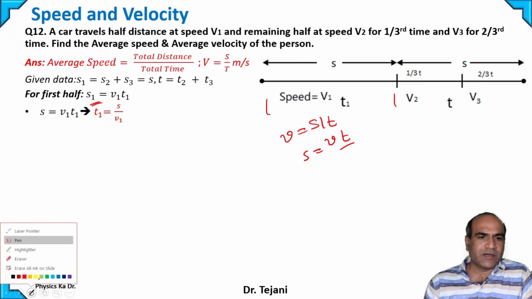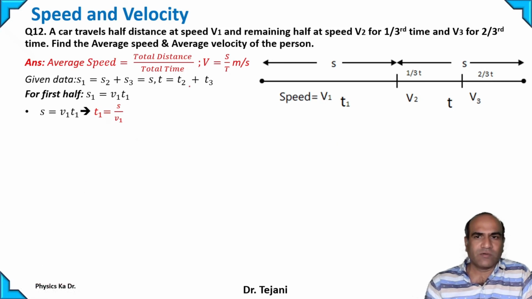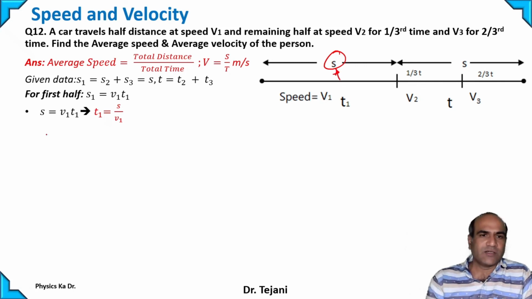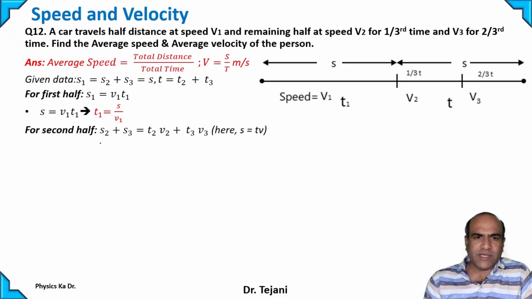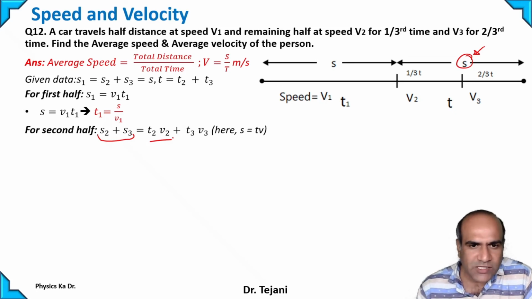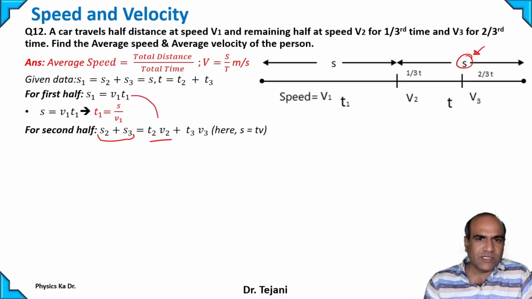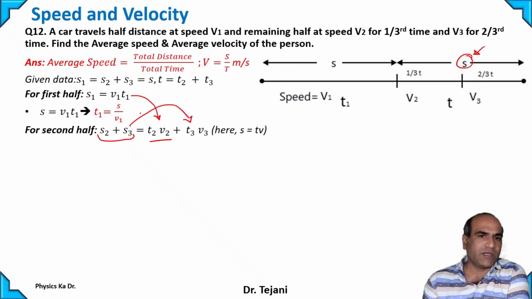For the first half, the distance taken is S, so we put just S. V1 we don't know, we have no idea about the velocity, so we just put V1. For the second half, S2 plus S3 is again equal to S. Put the values here: S2 is equal to T2 V2, and S3 is equal to T3 V3, similar to the previous.